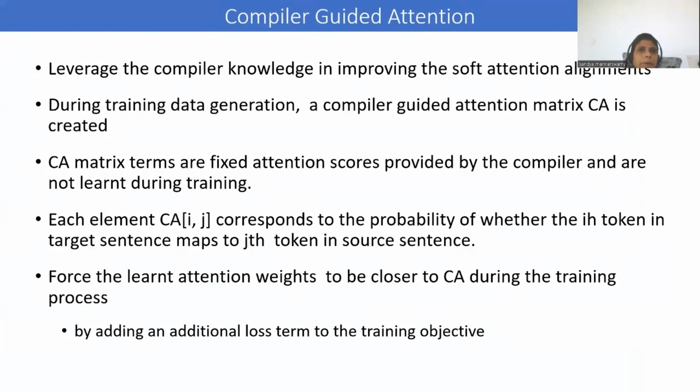And we do not deploy compiler guided attention during inference because the learned attention weights themselves would be encoding the information which was available through the token alignment the compiler had. And we report results for compiler-guided attention in later slides.